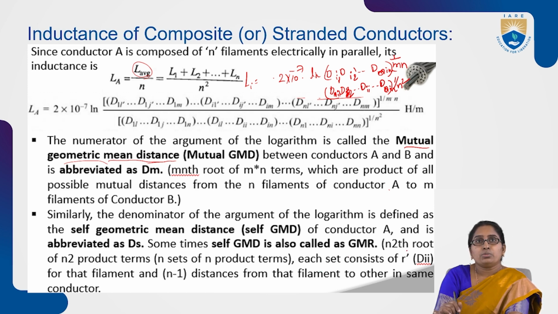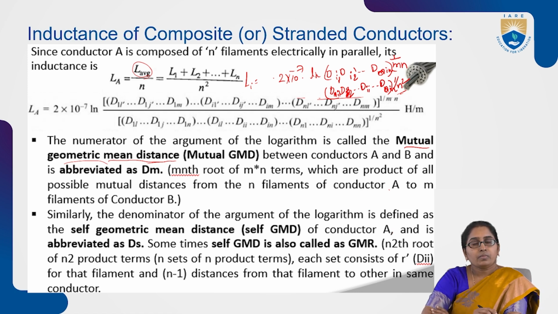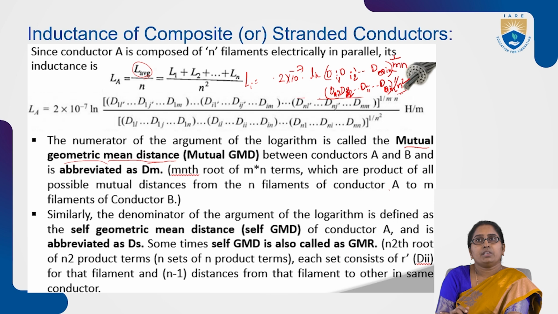Nth root of, because you can see here, we have the n square, n square product terms, each set consisting of r dash for that element and n minus 1 distances from that element to others in the same conductor. So it is a self with respect to conductor A only.